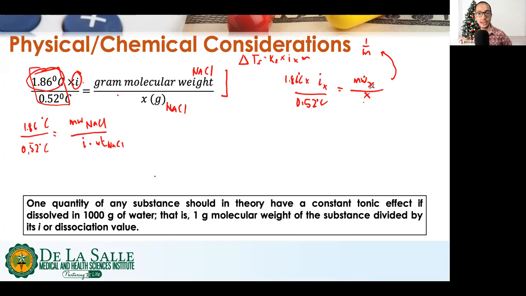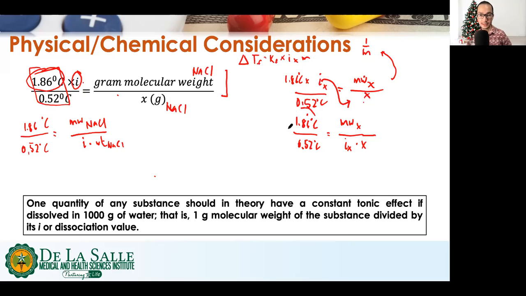For any substance, we can determine the quantity of that substance X that will make the solution isotonic, 0.52 degrees Celsius, provided that we know the molecular weight of X and the I value of that other substance, IX. Now I will again move this here. So I have 1.86 degrees Celsius divided by 0.52 degrees Celsius equals the molecular weight of any substance X divided by the I of that substance X times the weight of that substance X.